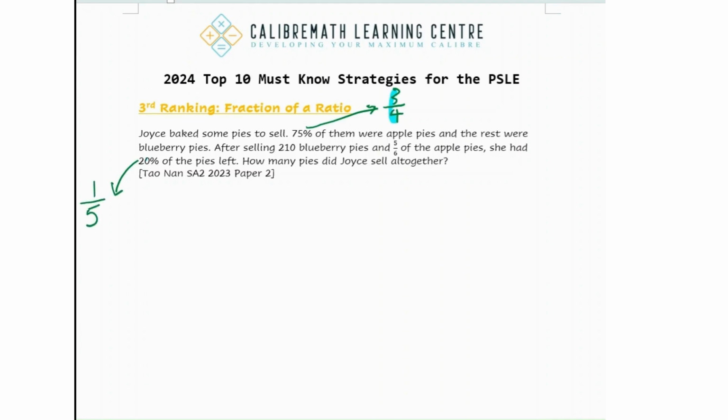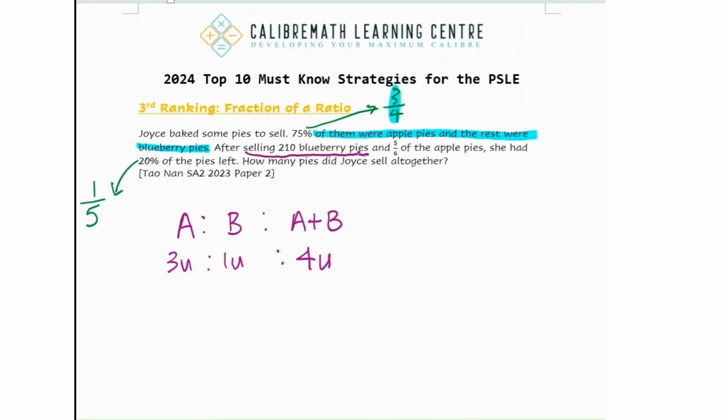So this means that 3/4 of them were apple pies and the rest were blueberry pies. Let's write a ratio to represent this information. Apple pies to blueberry pies is 3 units to 1 unit. And the total number for apple pies and blueberry pies is 4 units. Next, after selling 210 blueberry pies, let's represent that under the blueberry side. Since they sold, the blueberry got lesser, so we minus 210.